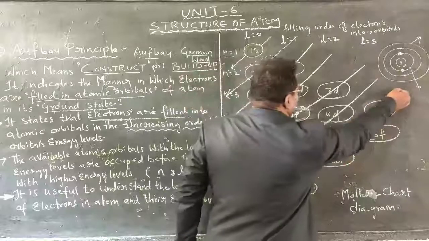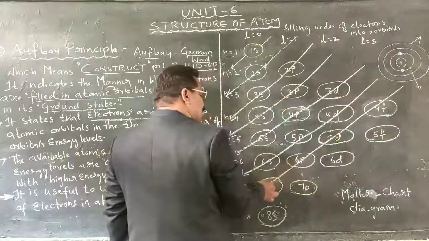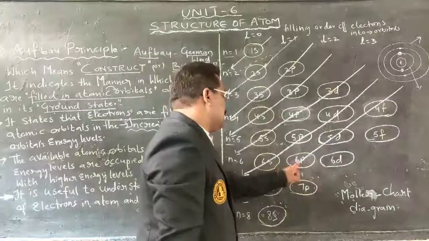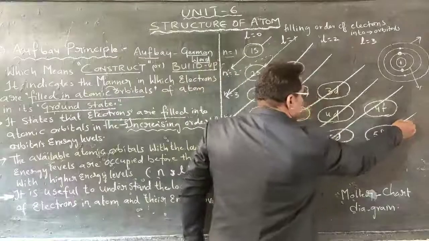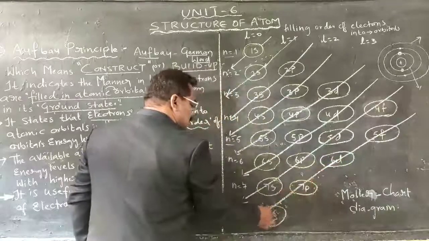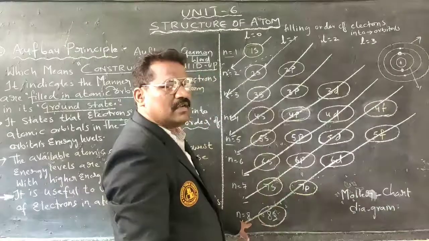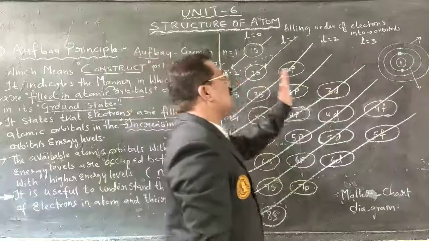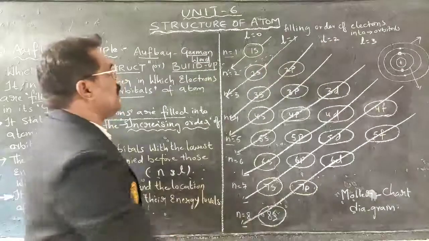After filling the 6s orbital, the electron will enter the 4f orbital, 5d orbital, 6p, and 7s. After filling these, it will enter the 5f orbital, then the 6d orbital, then the 7p orbital, and last the 8s orbital. In that particular order, the filling of electrons into atomic orbitals takes place.